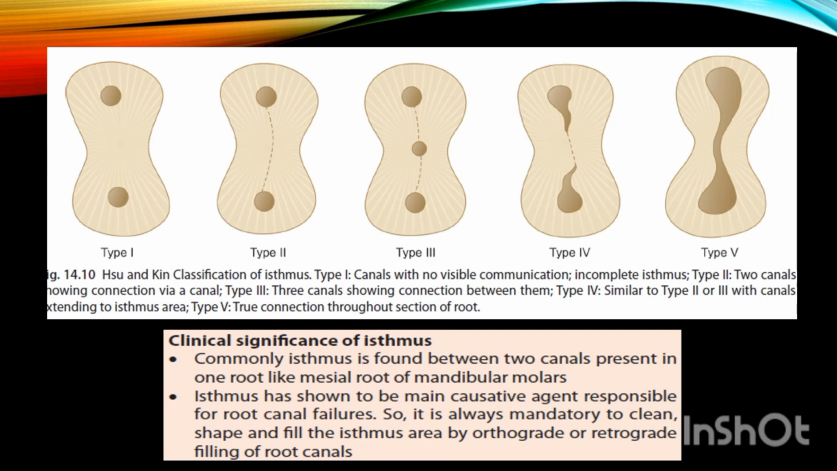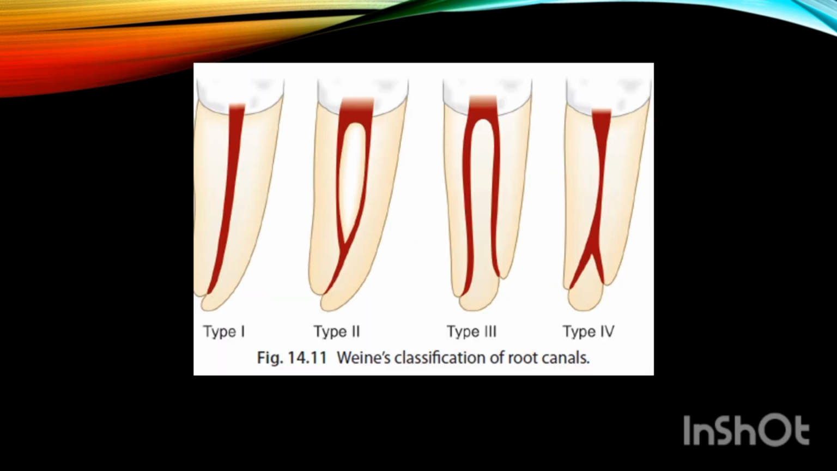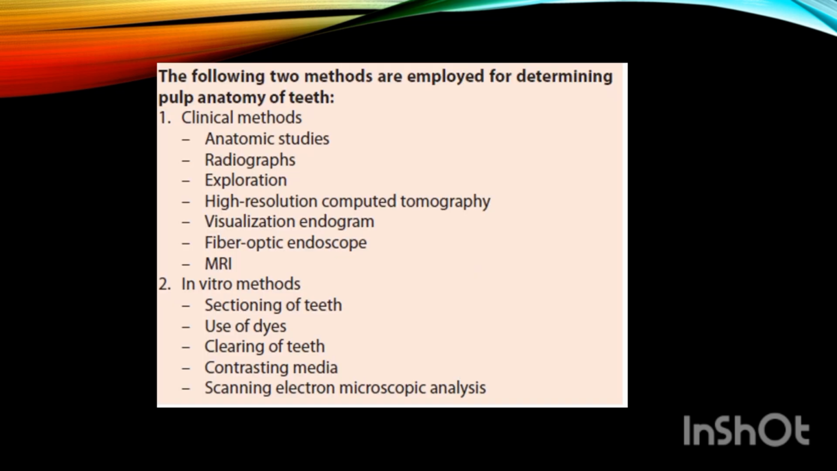Now root canals. There is a root canal classification, Vertucci's classification. In type 1 there is a single root canal. In type 2 you can see two distinct root canals, but at the apical end they join together. In type 3 there are two distinct canals without communication. In type 4 there is a single canal, but at the apical end it splits into two.